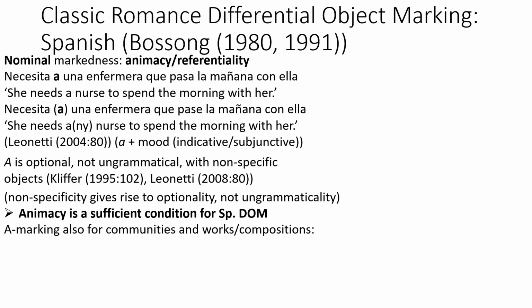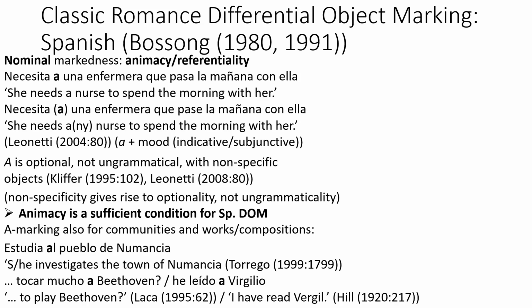Also, there are some metaphorical, analogical extensions on animacy, and people have shown that a can also be used for denoting toponyms such as communities, and also works in compositions. So, for example, estudia al pueblo de Numancia. It's possible to say that estudia a Numancia in the case of community. Also, it can be used simply as a place name, estudia a Numancia, etc.